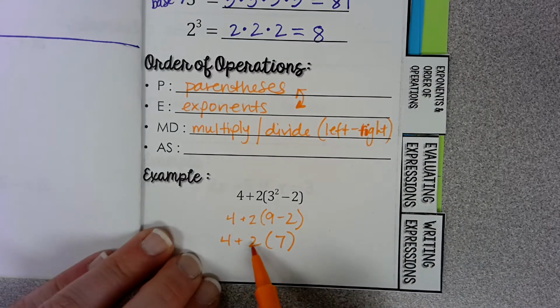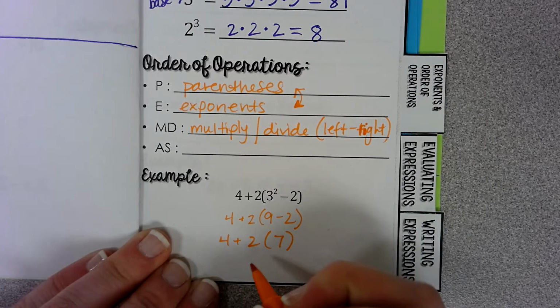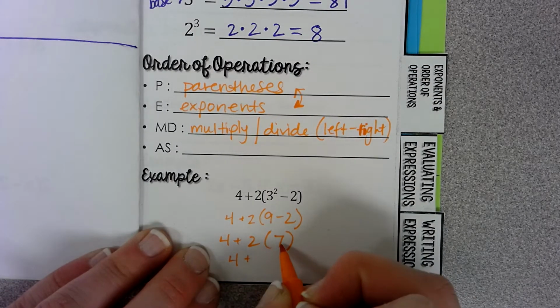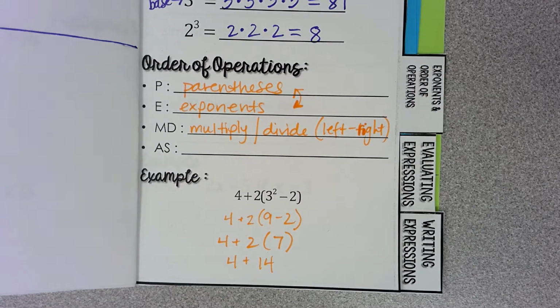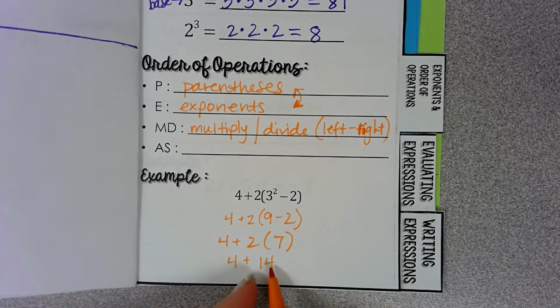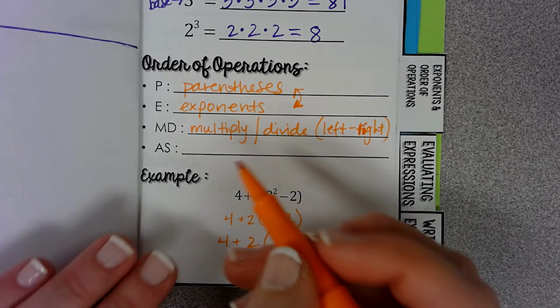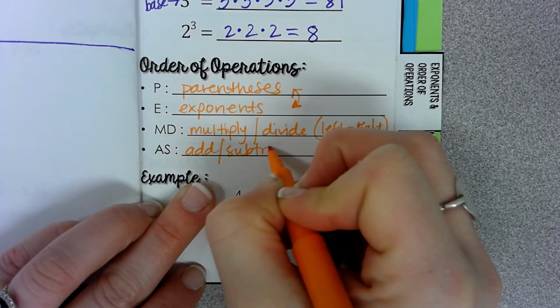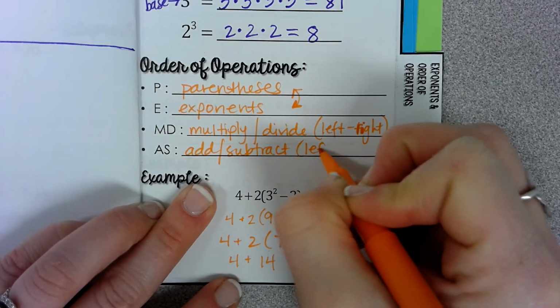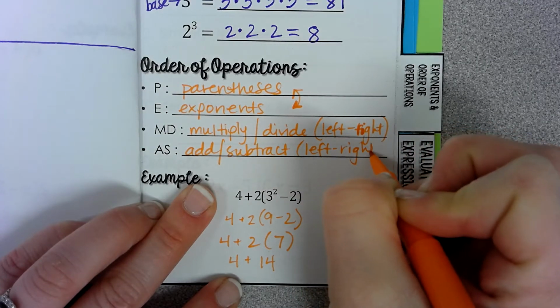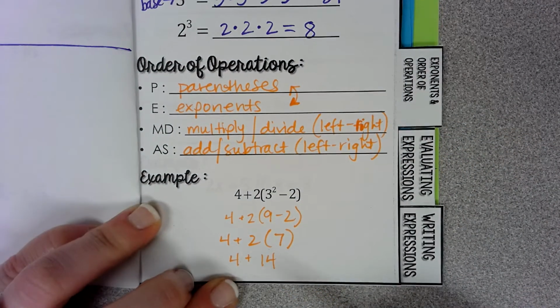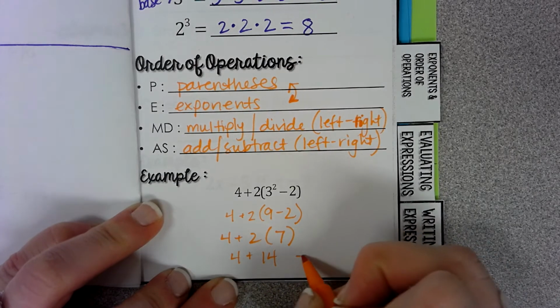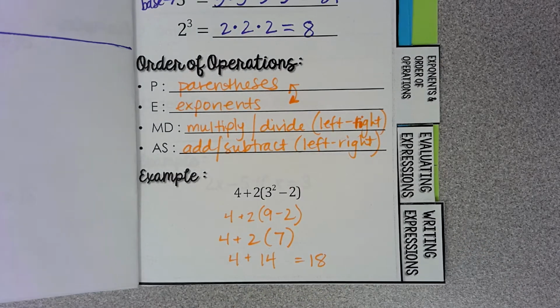So that means I need to multiply these two numbers together before I can add my 4 to anything. So now I have 4 plus, and 2 times 7 is 14. And you see how each step that I simplify or solve, my problem is getting narrower and narrower as I go down the page, and then add or subtract. That also means left to right again. It's not going to make sense for this problem, but we'll get to that in a second. Now, 4 plus 14, we get 18, and then we have our answer.